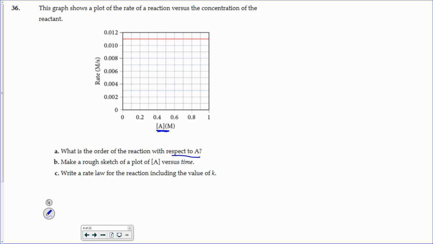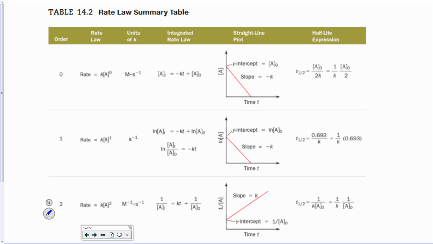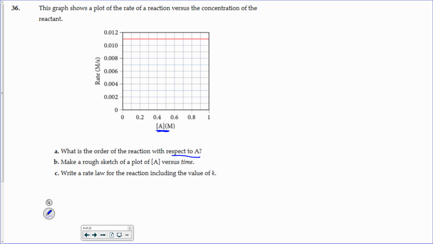Okay, it's absolutely constant. So if we think about the types of reactions, we talked about 0, first, and second order. There was only one of those where the rate is not changing as a function of the concentration. So which one would it be? It'd be a 0 order. So the fact that the concentration goes through this range from 0 to 1 and the rate remains the same means that this reaction is 0 order. So the rate equals the rate constant K times the concentration to the 0 power. Anything at 0 power is just 1, so the rate is just equal to the rate constant K.